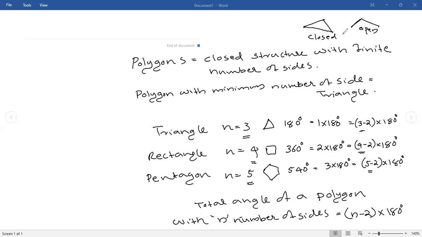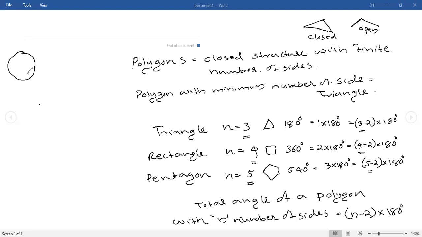So a polygon is a closed structure with a finite number of sides, a particular number of sides. This structure cannot be called a polygon because it is open, whereas in this case it is closed. What about a circle? Is it a polygon?